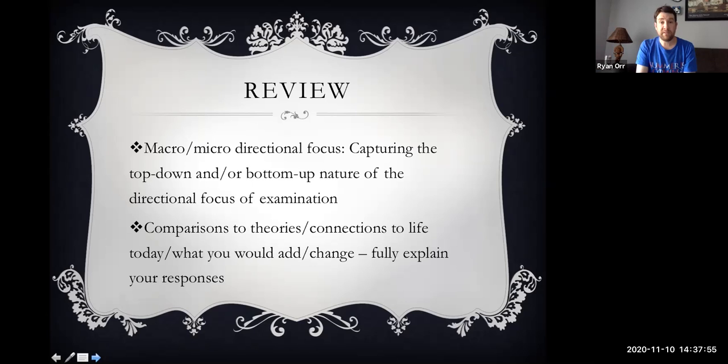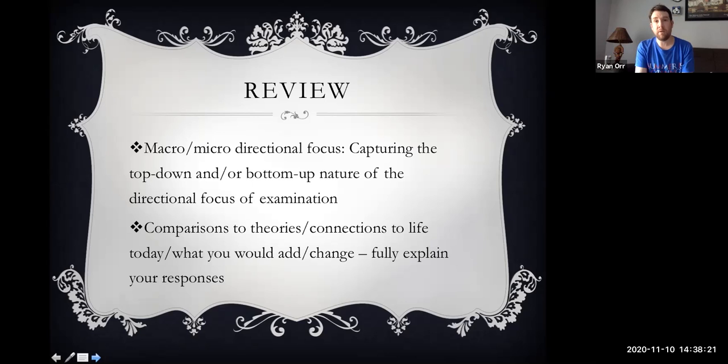So finally, when it gets into that last part of the paper, what would you add or change? Again, explain what you'd be adding, what you'd be changing, and don't say that you wouldn't change a thing. You're going to lose points if you do that. Just make sure that you're adding something to it or taking something away, and as a result, you believe that you're making it a better overall theory, and that's what I'm looking for in that last part of the paper.